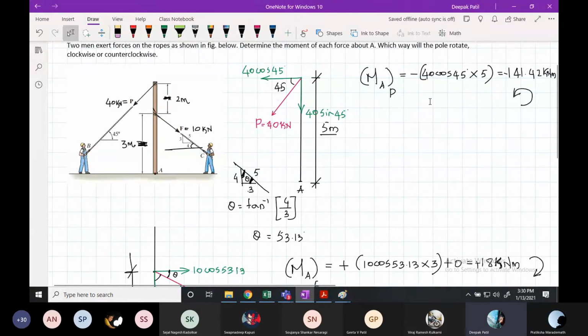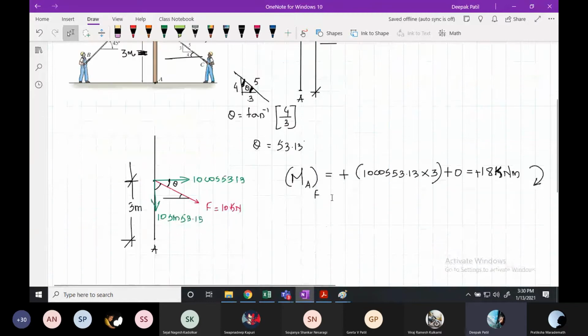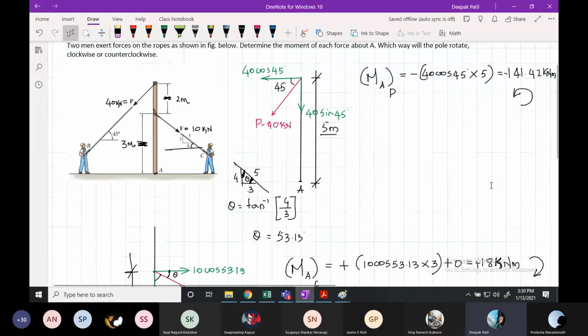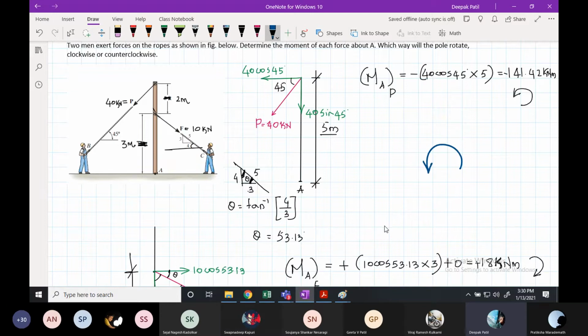Correct. You can see here the moment produced by P, which is anti-clockwise, of 141.42 kilonewton meter, and the moment produced by F, which is clockwise, is just 18 kilonewton meter. So it means that the anti-clockwise moment is dominating compared to the clockwise moment. So the pole will rotate in a counterclockwise direction. Are you clear, students?